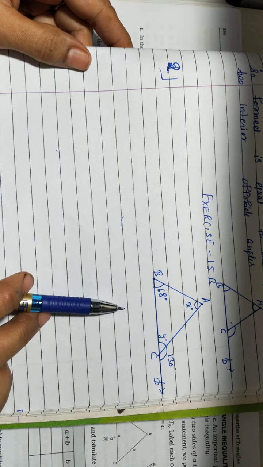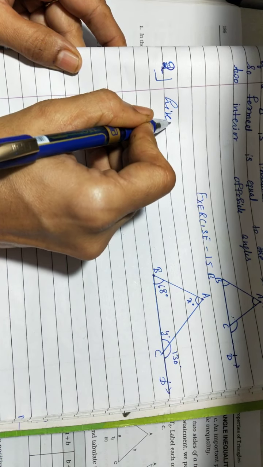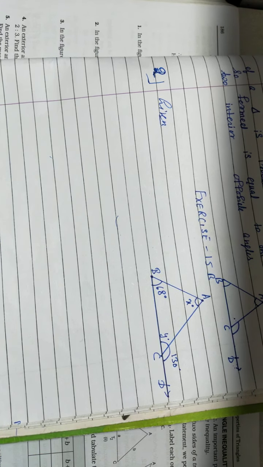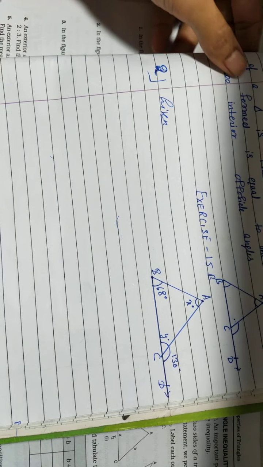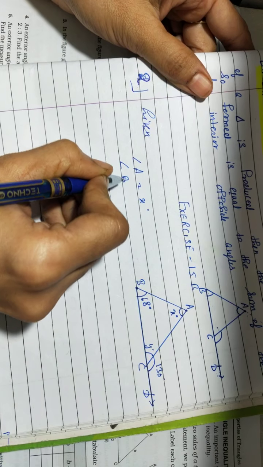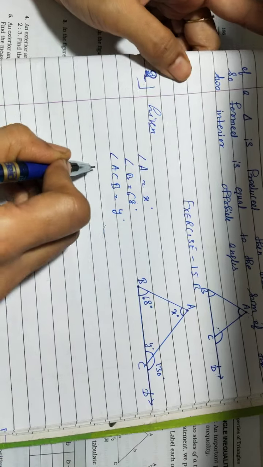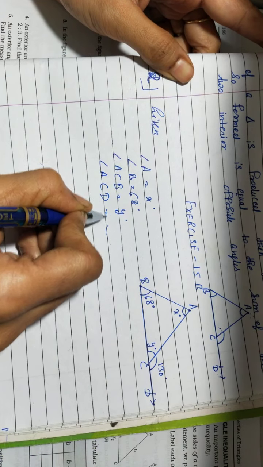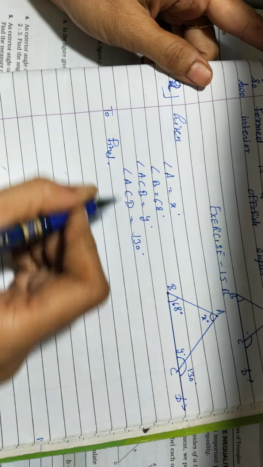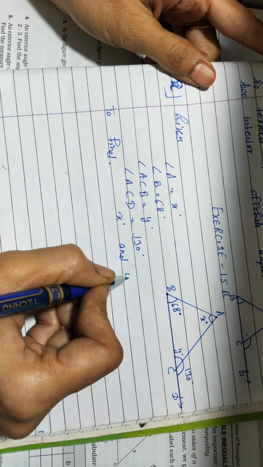Now, BCD is a line. So, y plus 130 is equal to 180, given. Same as you will write it yourself. Given is angle B 68, angle A as x. You can see given angle A x degrees, angle B 68, angle ACB y, and angle ACD 130 degrees. To find angle A and angle ACB, meaning x and y.